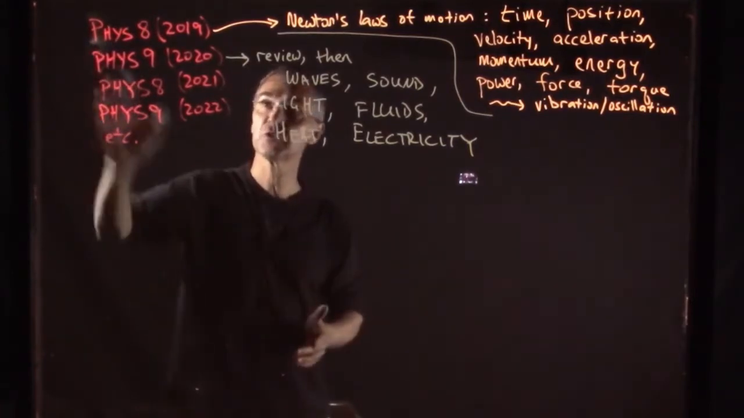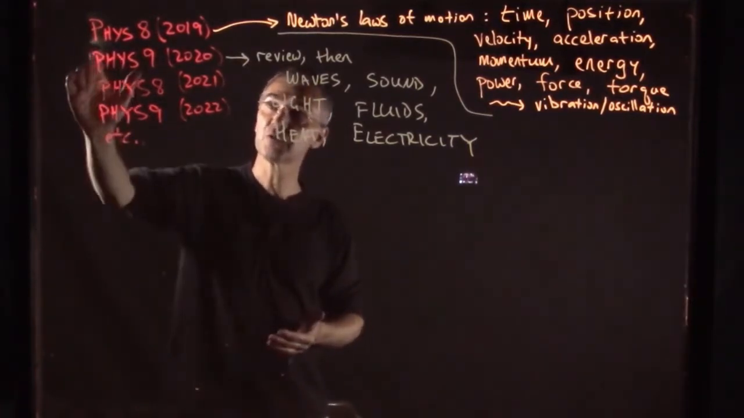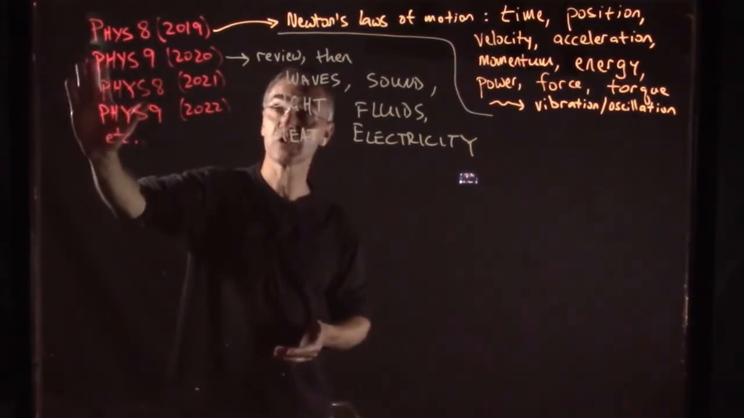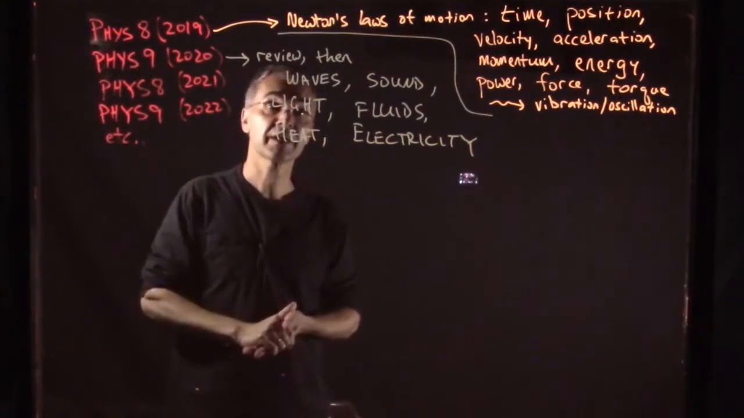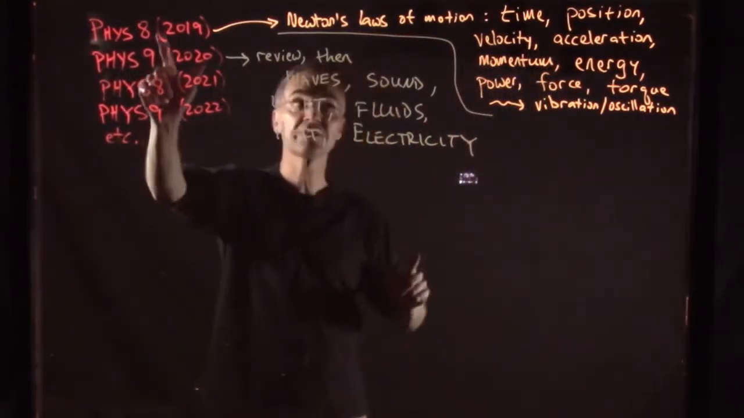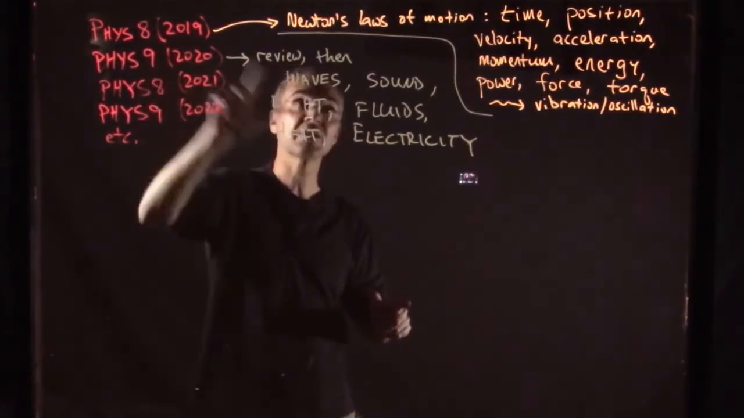You don't have to take Part 1 before you take Part 2. You can take just Part 2, or just Part 1, or Part 2 first and then Part 1. That's perfectly fine. But if you're taking Part 2, Physics 9, before or without taking Part 1, then I'm going to assume that you had a pretty good high school physics course, so that you know some of the Physics 8 topics that we cover. You don't have to know all of these.